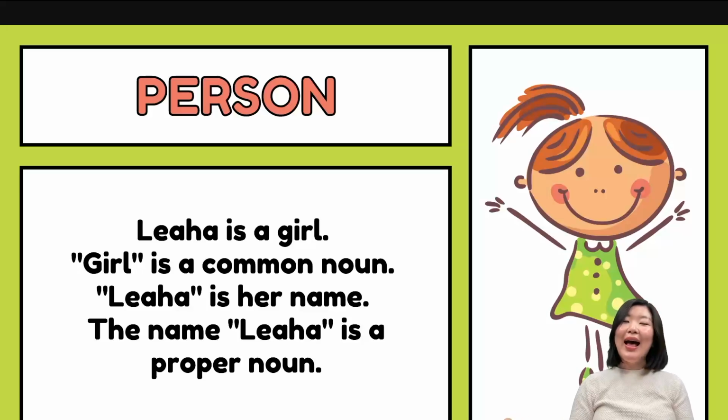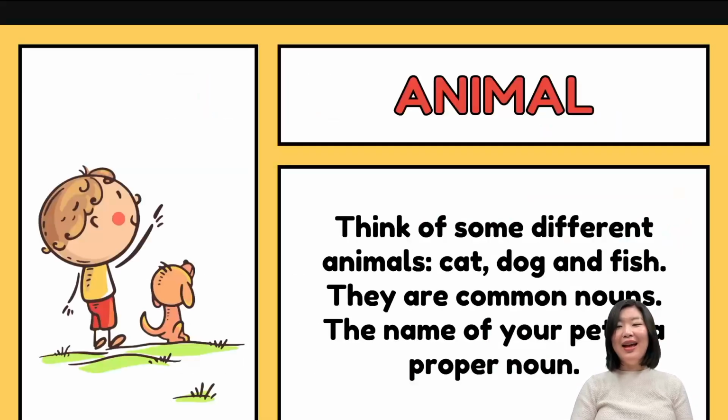So, let me give you an example of a person. Leah is a girl. Girl is a common noun. Leah is her name. The name Leah is a proper noun. Animal. Think of some different animals, like cat, dog, and fish. The name of your pet is a proper noun.